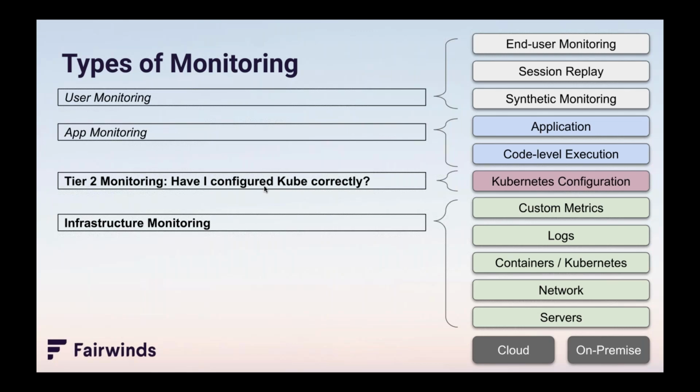And finally, there's user monitoring. This really helps you focus on what your users see, so you can ensure that you're delivering the desired experience and desired performance. There are different types of tools as part of this monitoring, like session replay and synthetic monitoring, that are important to consider when you build an overall monitoring strategy. But again, for today's presentation, we're going to keep ourselves focused more on infrastructure monitoring and tier 2 monitoring, and help you understand what's needed for Kubernetes.